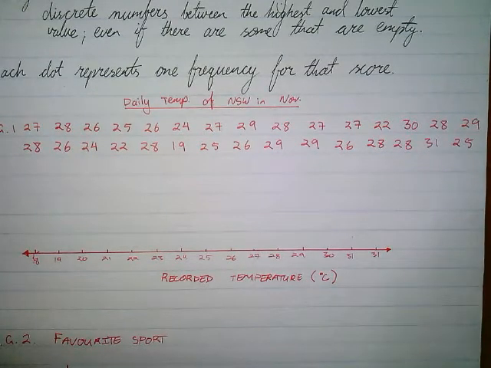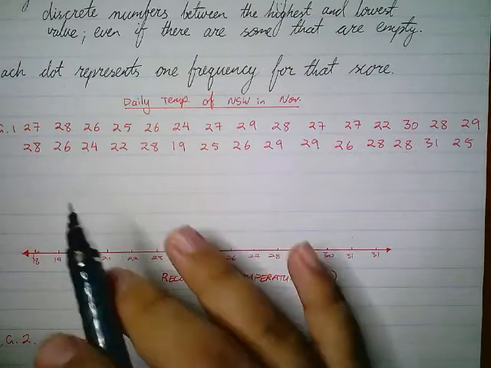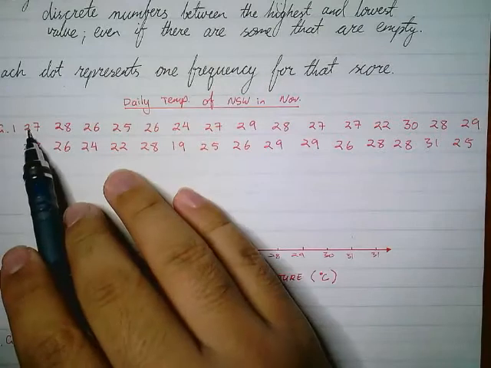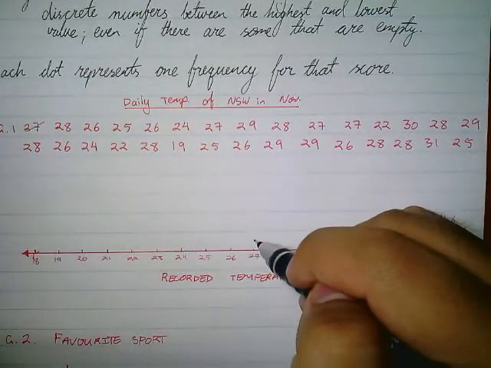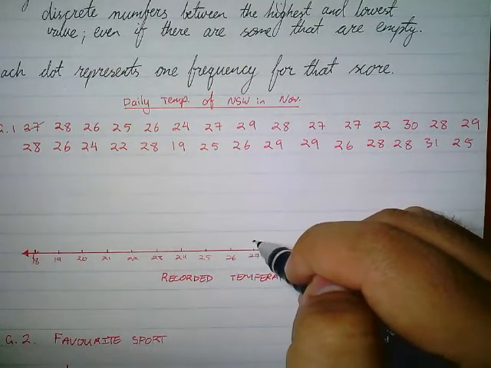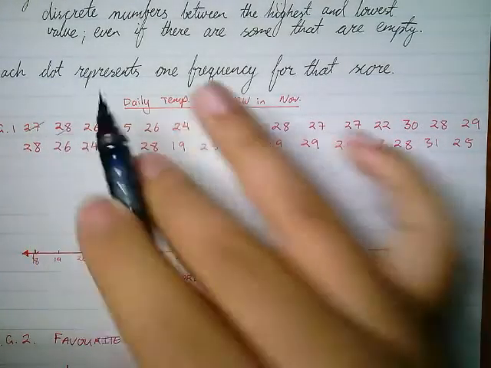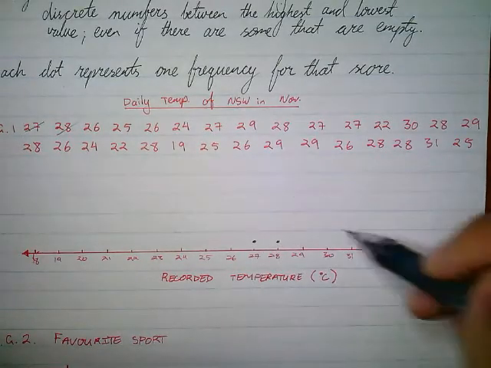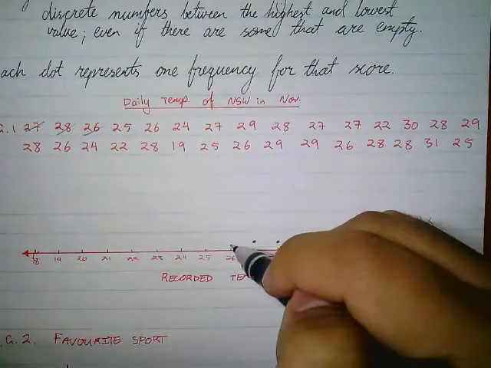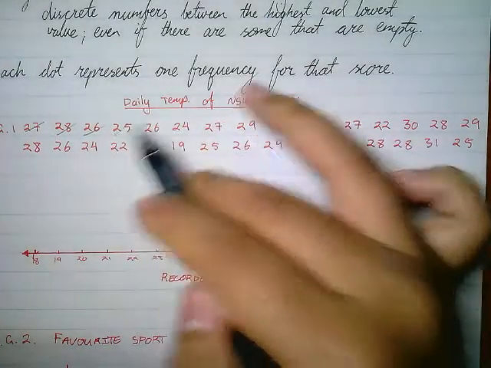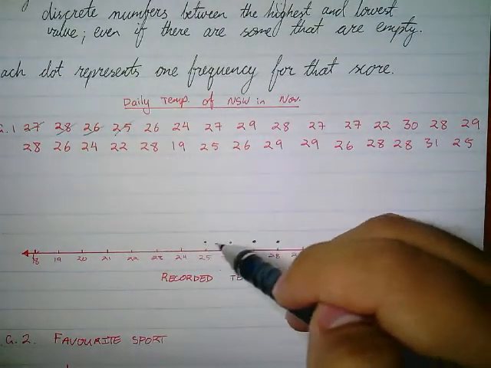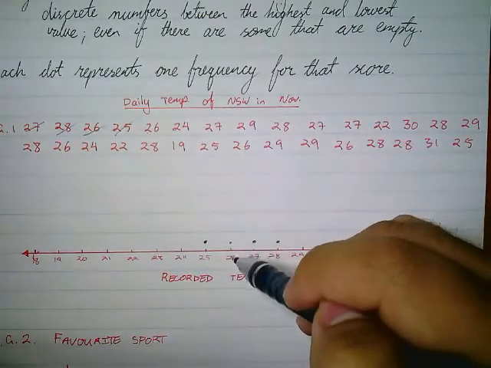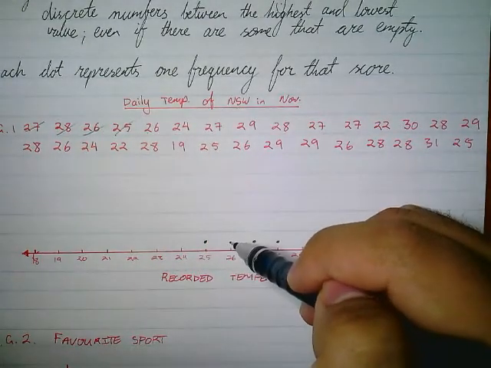Now it's just a matter of taking this data set into our plot here. And all we do is draw literally a dot to represent one frequency. So we'll begin here, 27. We'll draw one dot. 28, one dot. And once again, I try and keep everything level and organized. 26, 25, and then whenever there's another number, so the second 26, we place it above.